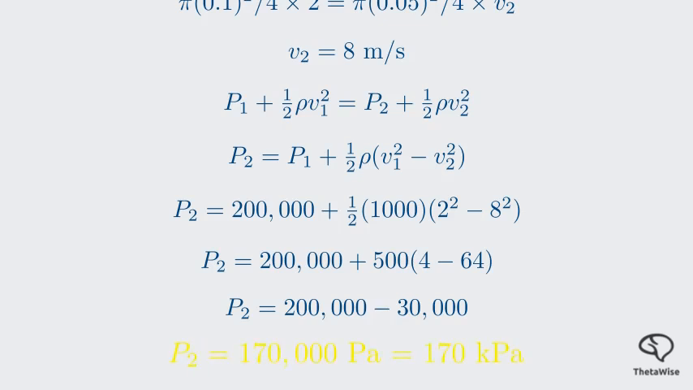Notice that the pressure dropped from 200 kPa to 170 kPa, which confirms the Venturi effect we discussed earlier. This example shows the power of combining the continuity and Bernoulli equations to solve for unknown variables in a fluid system.